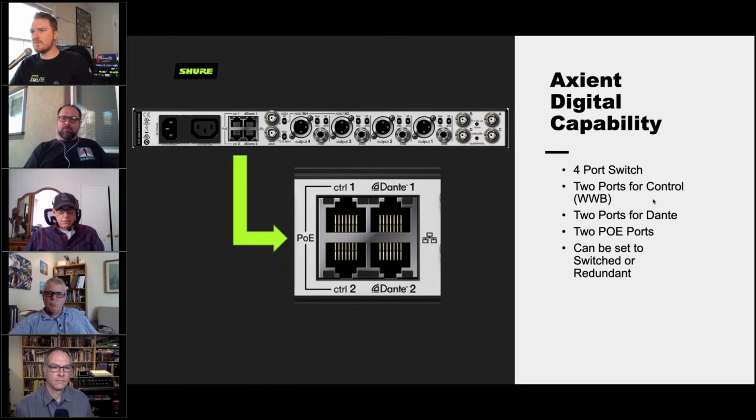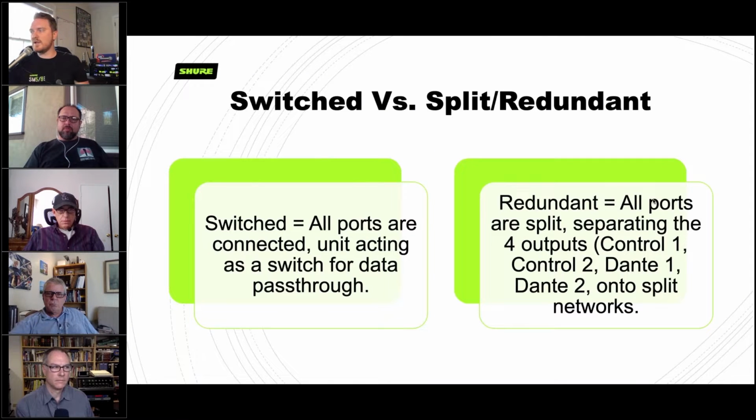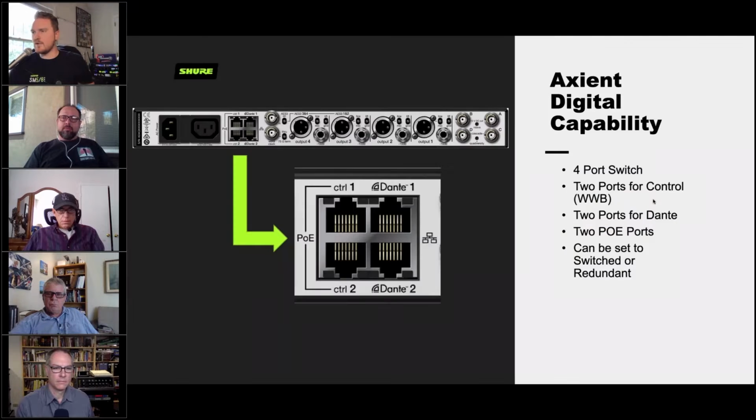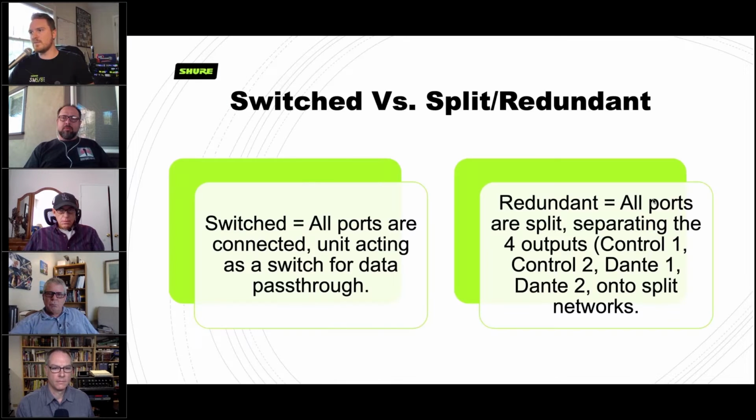We can run this switch in 2 modes, switched or split and redundant. Switched means that all ports on that switch are connected, the unit acting as a pass-through true switch. Redundant means that those are actually split, hence the split redundant naming terminology. So you're going to split your control 1, your control 2, your Dante 1, and your Dante 2.